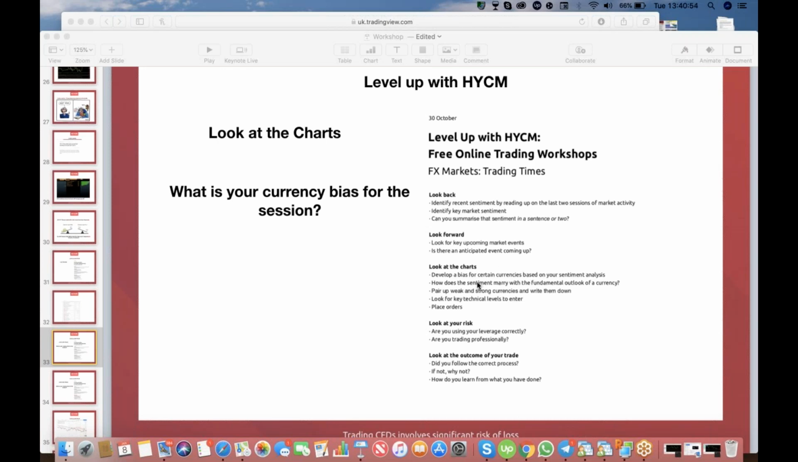So what you want to do now is pair up the weak and the strong currencies and write them down. Because we want to trade weak currencies against strong currencies, because that's most likely to have the most obvious directional move. If you think about it, if one currency is strengthening and one currency is weakening, then obviously you want to trade those against each other. So what currency pairs do you think it may be good to look at?